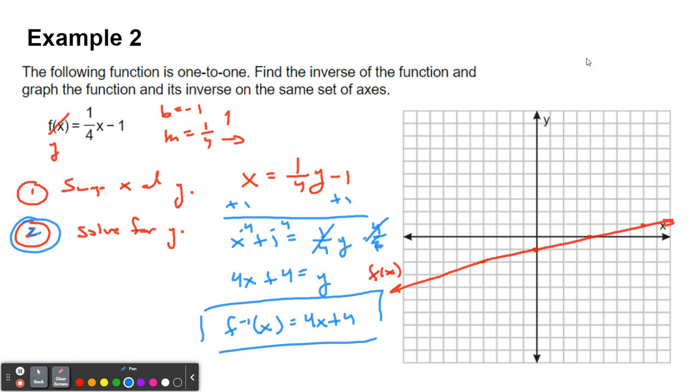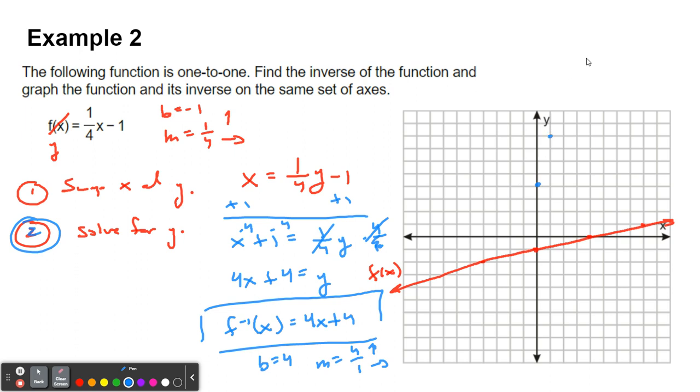And now in blue, I'm going to graph f inverse of x. So again, your b value is a 4, the second 4. So we'll go up 1, 2, 3, 4. And then our slope is 4. So that is a positive 4 over 1, which means up 4 and right 1. So we'll go up 4, right 1.